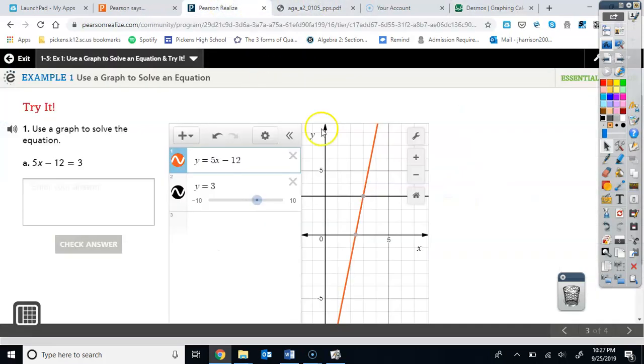So what does that mean? That means the solution to this equation, where these two graphs intersect each other, is at the point 3, 3. Well, remember what we were trying to solve is when the x value would make them equal. So the x value is 3.